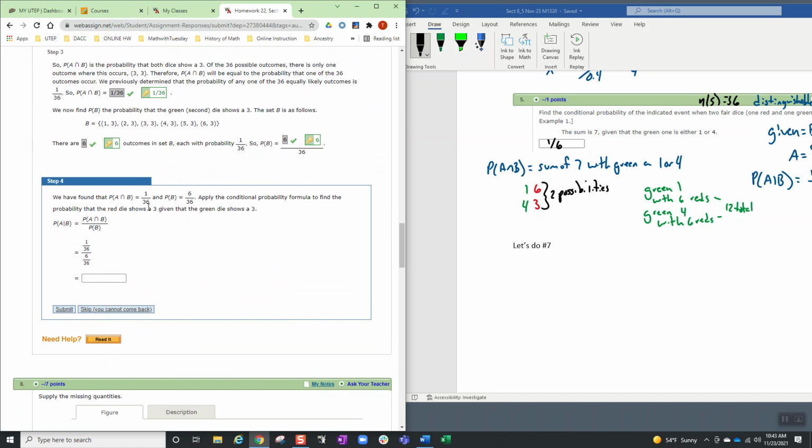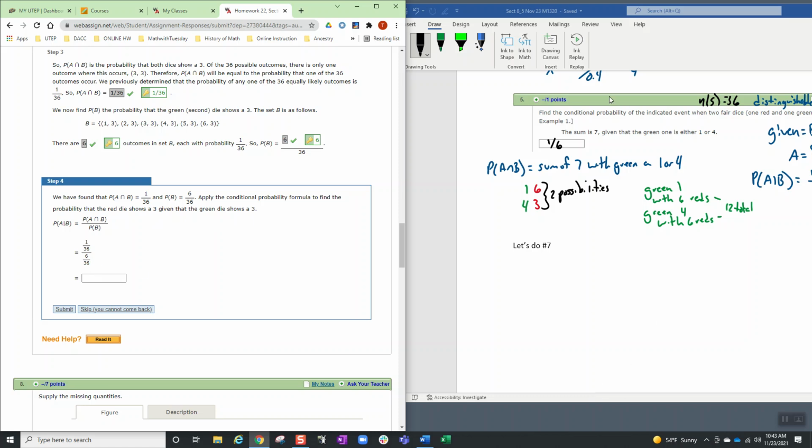We found that the probability of the intersection is 1/36, and the probability of B is 6 over 36. Using the conditional probability, we can find that the probability that the red die shows a 3 given the green die shows a 3 is 1 over 36 divided by 6 over 36.